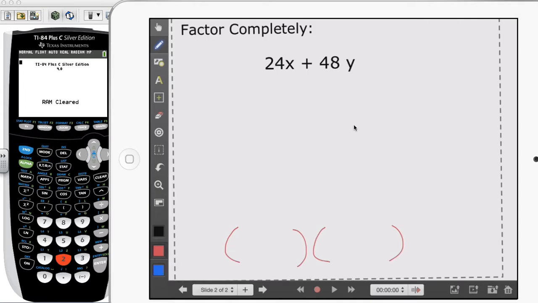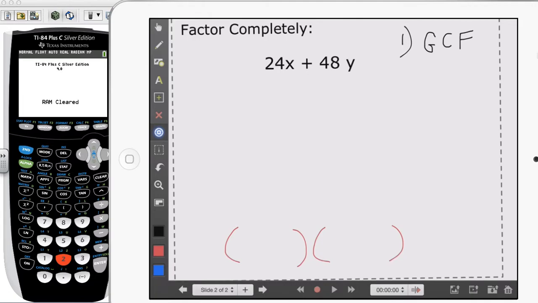Now as you can see, how many terms do we have over here? I have two terms which are 24x and 48y. If I have two terms or three terms, your first step is always to try to find what's common between 24x and 48y. So you need to find the greatest common factor, or simply we say GCF. So let's start with the numbers 24 and 48. What's common between them? They're both even.